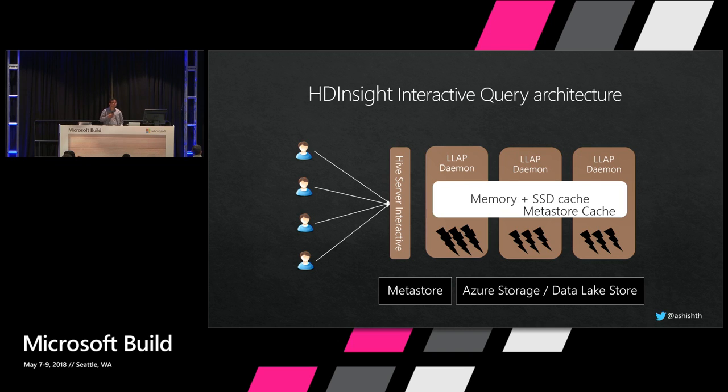But then we also utilize the local SSD that comes with the cluster. For example, with a D14 V2 VM, I get about 800 gigabytes of SSD that we don't charge for. So even with a 4-node cluster, I have quite a bit of a local cache pool if you think about it.